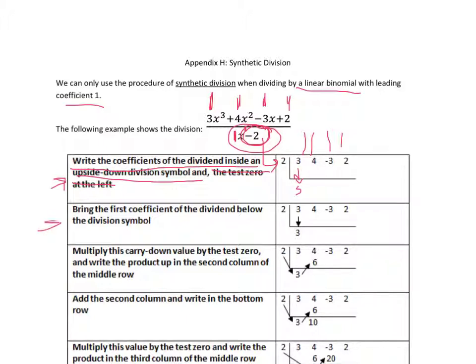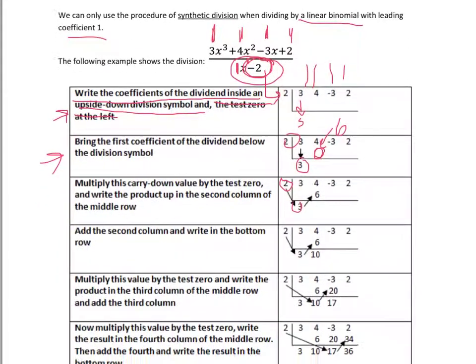And this is what this says right here. Bring the first coefficient of the dividend down below, so we just bring that 3 down. Now, to get the entry in this space right here, we multiply the 3 and the 2. So what we're going to put in there, right there, is a 6. And you'll notice that's exactly what it says here. Our 3 times our 2 is our 6, and we're good with that.